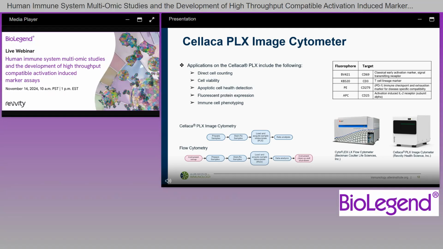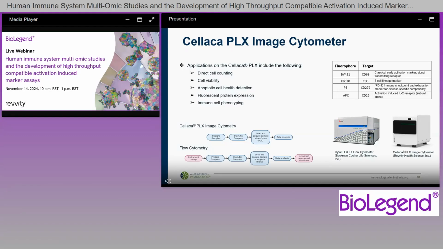To help us develop our assay, we used the Celica PLX. The Celica PLX is made by Revvity. It is a high-throughput image cytometer that is capable of bright field and fluorescent-based cytometric analysis. The PLX is a multiplex system. It has a blue, green, orange, red, and far red fluorescent channel, as well as a bright field channel to count and identify cells, meaning that it is capable of direct cell counting, determining cell viability, detecting apoptotic cell health, fluorescent protein expression, and immune cell phenotyping.